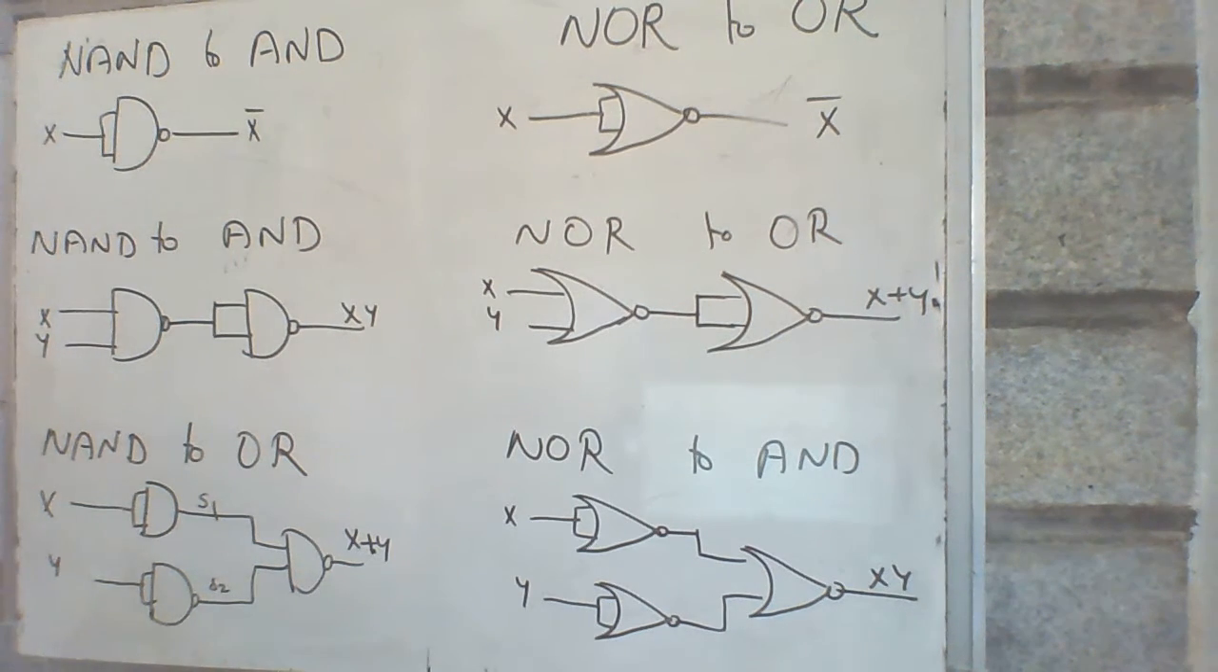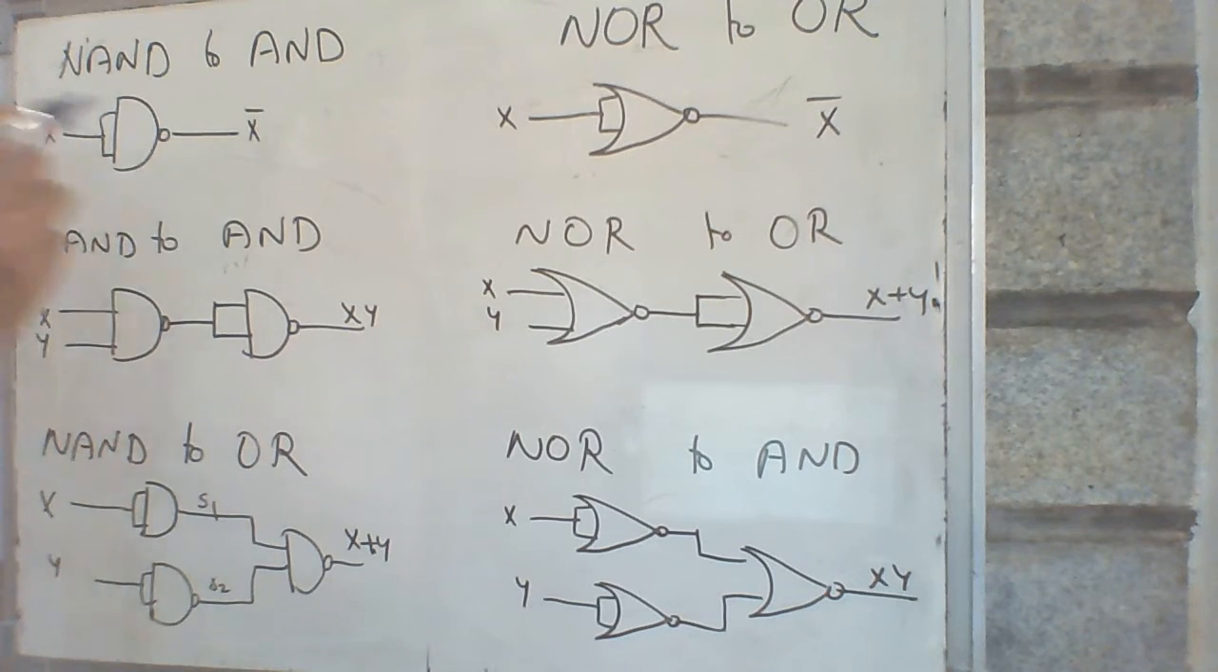Last class we were discussing the universal gates. NAND gates and NOR gates are called universal gates. Then why are NAND gates and NOR gates called universal gates? That is, we can design other gates using this NAND gate and NOR gate. That's why they are called universal gates.